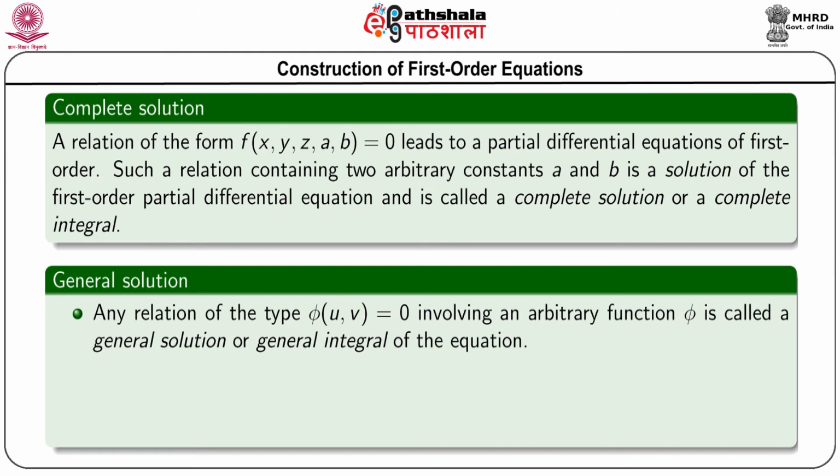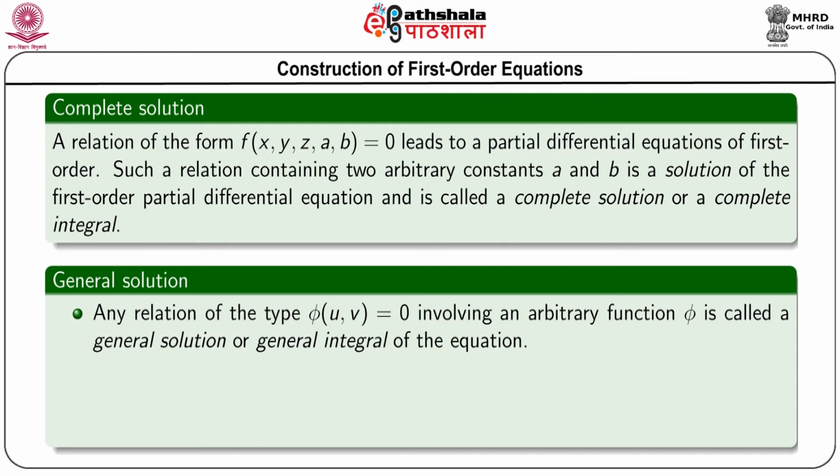Now, we will explain the difference between the solutions of a first order differential equation. In the first case, we have shown that a first order differential equation can be obtained by eliminating two arbitrary constants a and b from a given function f(x, y, z, a, b) equals 0. This is the solution of a first order differential equation, and this solution is known as the complete solution or complete integral.